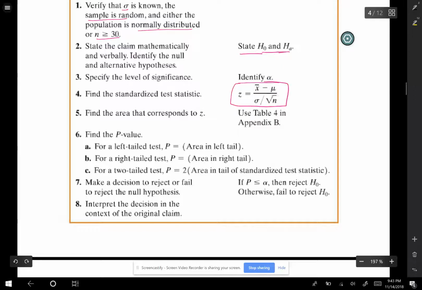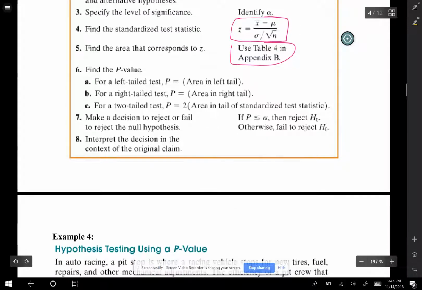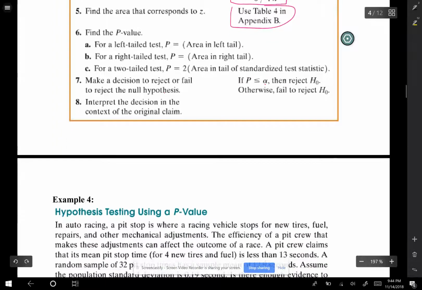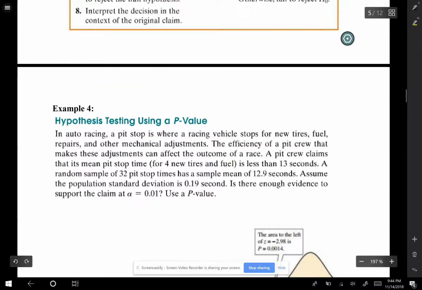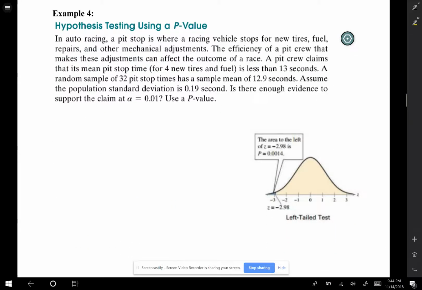Then we find the area that corresponds to z using our table that we're very familiar with by now. And then we're going to find the p-value, and that's going to depend on whether we're doing a left-tailed, right-tailed, or two-tailed test. And then we'll make a decision to reject or fail to reject the null hypothesis, and that's based on the comparison of your p-value to the level of significance. And then we're going to interpret it. So like we always do, you need to put it back into the original problem and interpret it, tell what it means in the context of that problem.